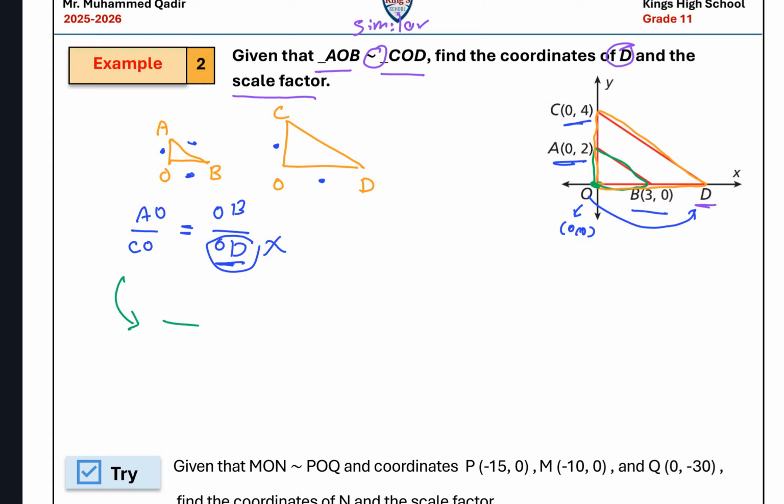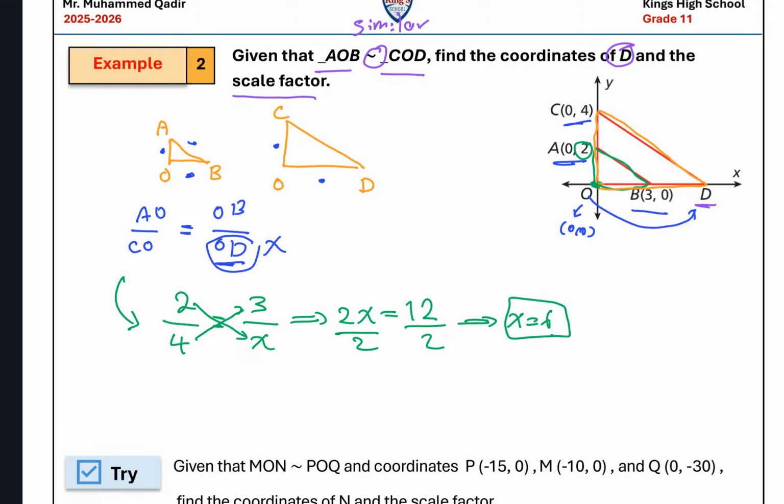For example, AO, from O to A, how many units far vertically? Only 2 units far, so we can write 2 directly, or you can use the distance formula. From O to C, only 4 units far, so we can write 4. This is the same as OB: from point O to B is 3 units far, so we can say 3. And for point D, we don't know, so we write X. So cross multiply in order to find X. We get 2X equals 12, divided by 2 on both sides, so X equals 6.